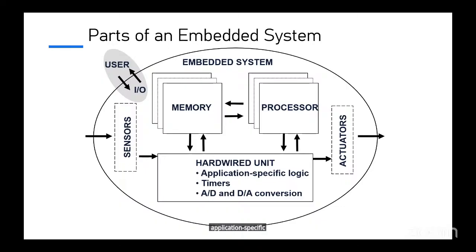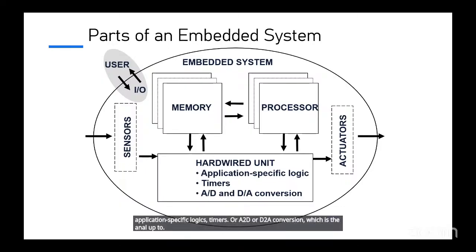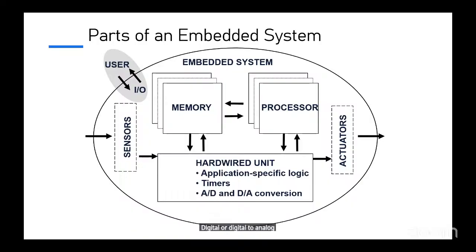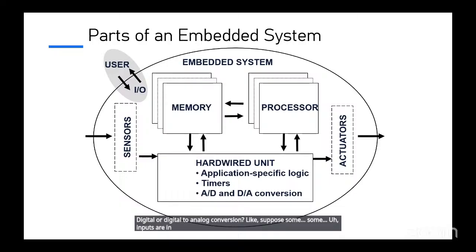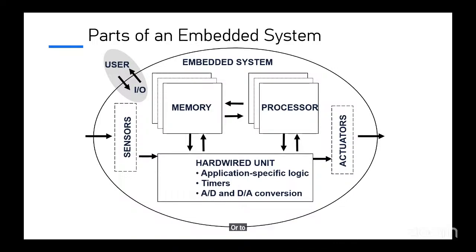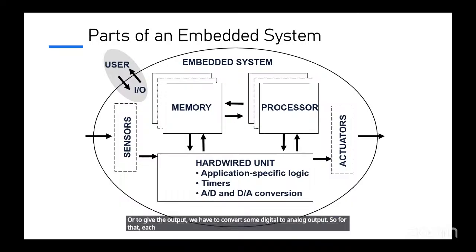timers, or A to D or D to A conversion, which is analog to digital or digital to analog conversion. Suppose some inputs are analog and the microcontroller understands digital only, then we have to convert analog to digital, or to give the output we have to convert digital to analog. So each microcontroller will have its own A to D or D to A conversion also.